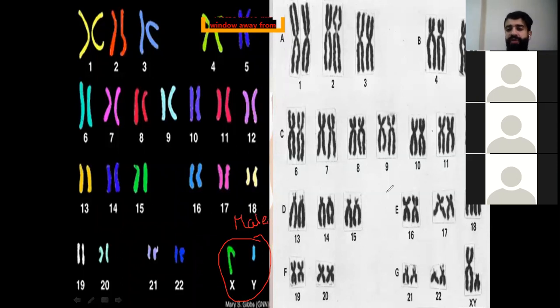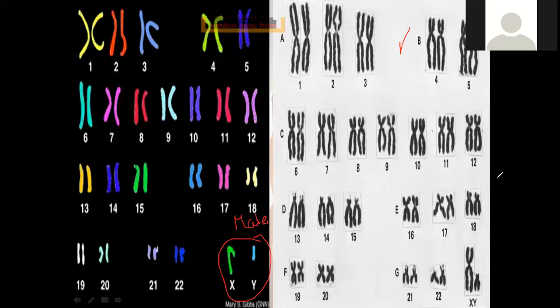Okay? Moving to the second karyotype, this one. This karyotype belongs to a male or a female. Justify your answer. What do you think, Yusuf? Male or female?